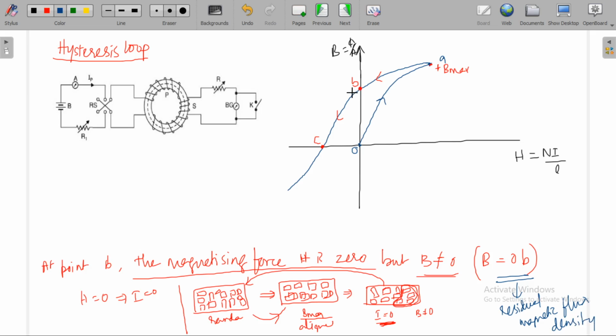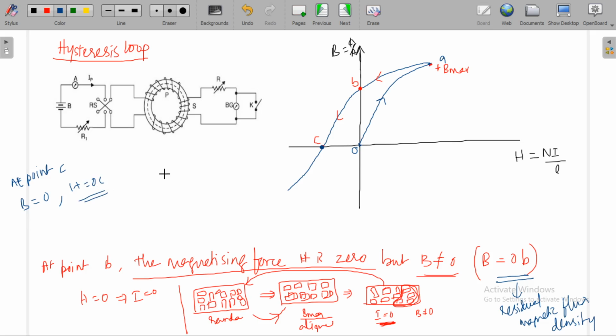Now, in order to make this B zero, you increase the current in reverse direction. Start increasing current in reverse direction. Now you can make B zero at point C. So at point C, B is zero, but H is not zero. At point C, H is equal to OC.